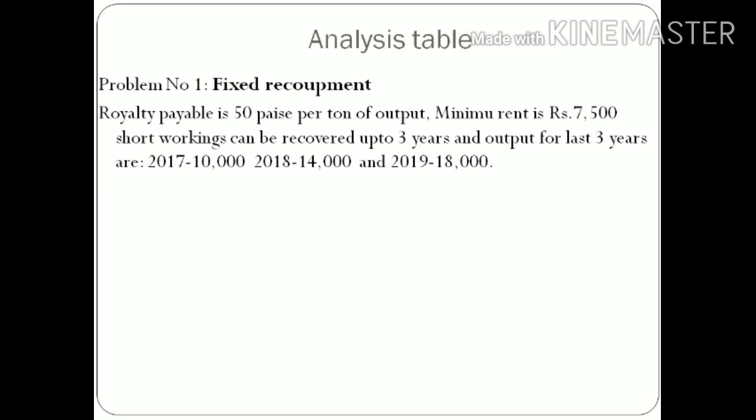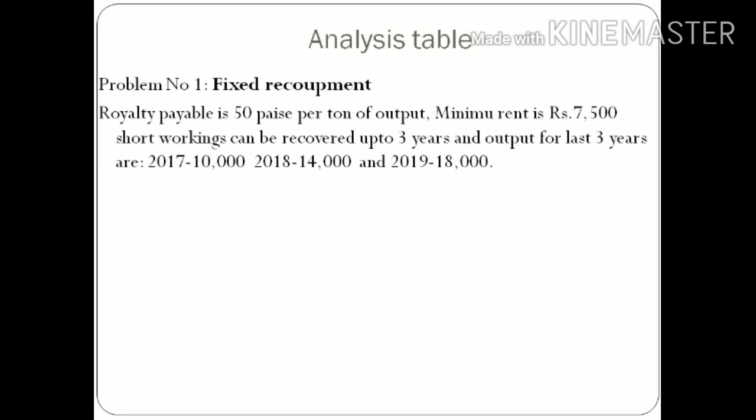See, royalty payable is 50 paise per ton of output. Very important thing, 50 paise. It is not 50 rupees, 50 paise, 0.50. Minimum rent is 7,500. Short workings can be recovered up to 3 years. You can see here, up to 3 years. That means that a fixed time has been given for recovering the short workings. And output for the last 3 years is 2017 10,000, 2018 14,000, 2019 18,000.